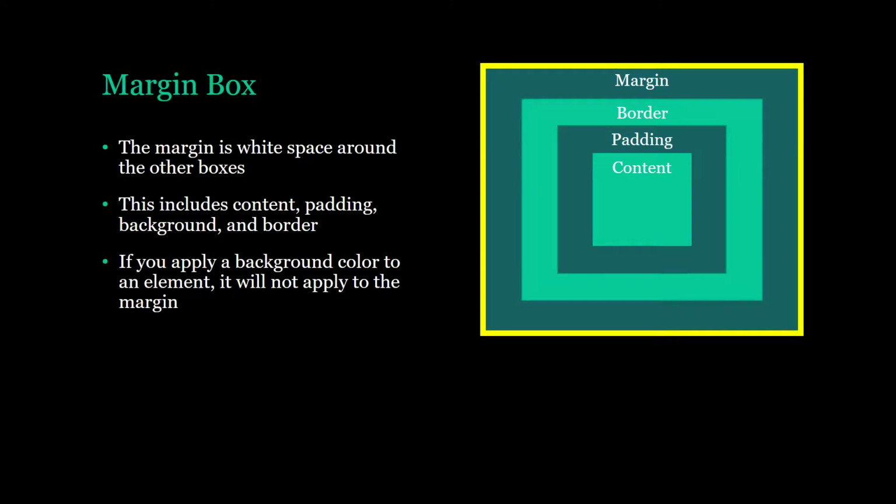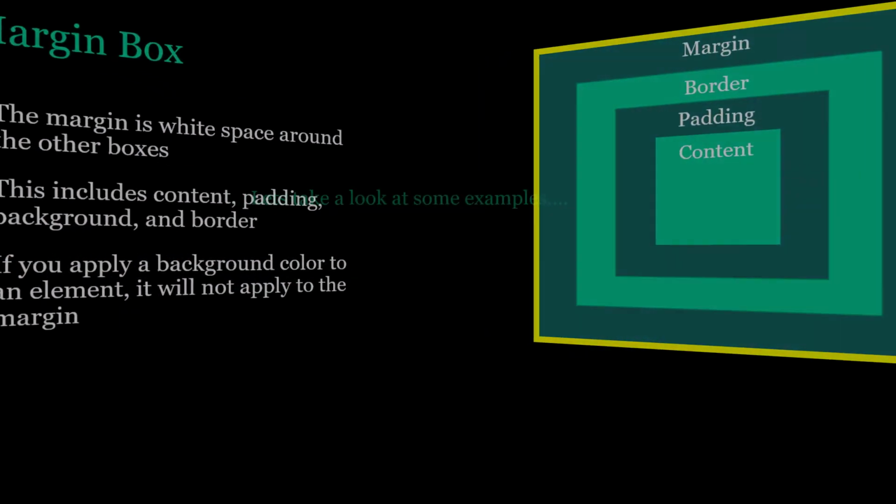And then this last one, which I'll talk more about here in a minute, is the margin box, which can be kind of tricky to work with sometimes if you don't understand how it can work. It's the white space around everything else. So say you have a box that has a border around it, and you want space between that border and whatever other elements you have outside of that. This will add space there for you. And if you apply a background color to an element, it won't apply to the margin, but I'll talk more about that here in a minute.